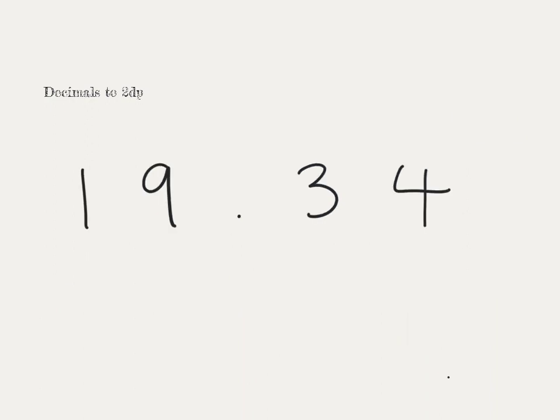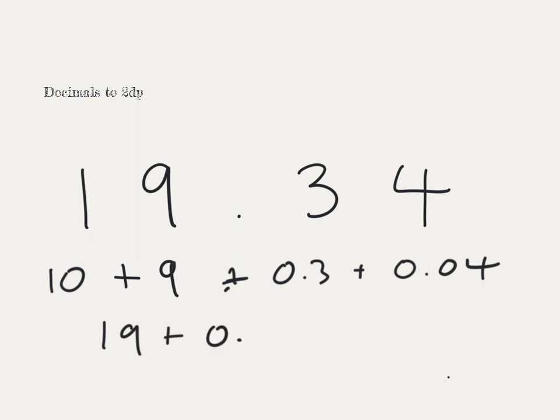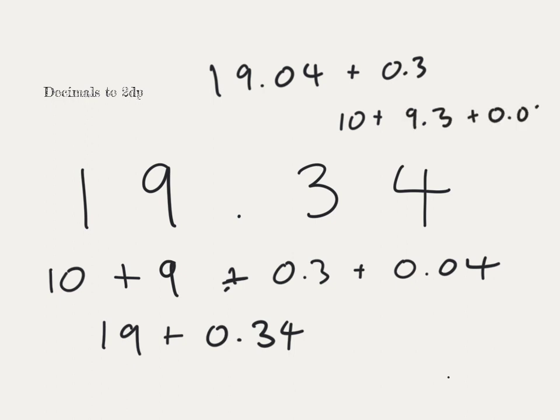Here I've got 19.34. How could I partition this? So let's think about what it is first. So I've got 1 ten, so that's 10. I have 9 ones. I have 3 tenths, which is 0.3. I have 4 hundredths, which is 0.04. Let's think of how else I could partition this. I could have 19 add 0.34. I could have 19.04 add 0.3. I could have 10 plus 9.3 plus 0.04.